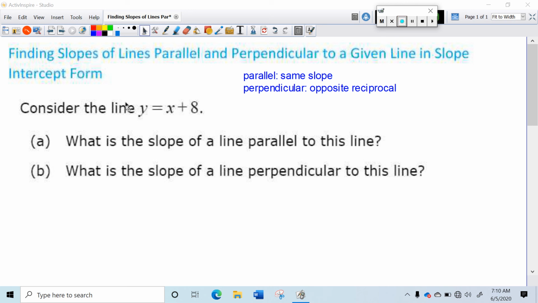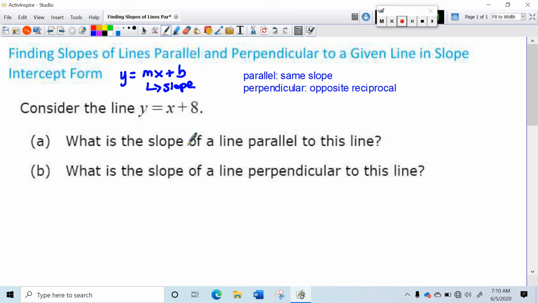Okay, finding the slopes of parallel and perpendicular lines to a given slope in slope-intercept form. That's y equals mx plus b. Slope-intercept form. The m, or the slope, is in front of x. Okay, so parallel lines have the same slope. Perpendicular lines have opposite reciprocals, and I'll explain that in a moment.